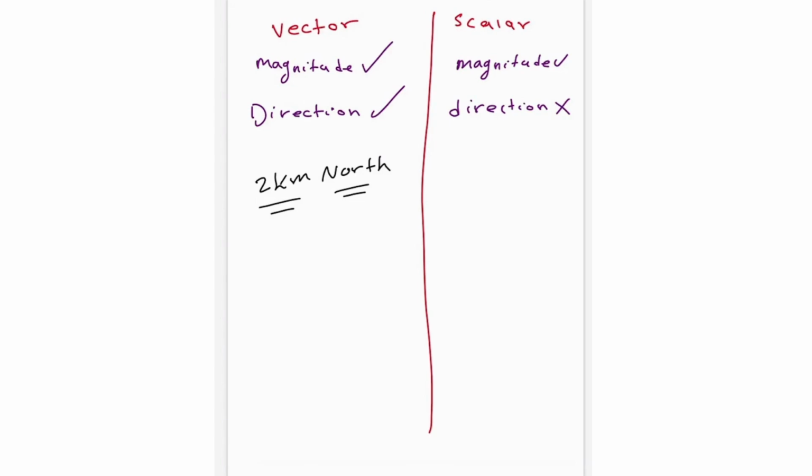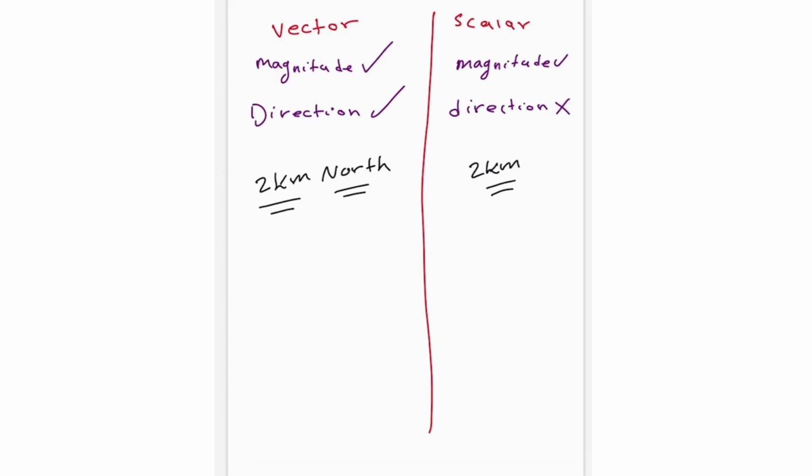What about distance? Distance only has a magnitude. It does not have a direction. For example, when I say I traveled 2 kilometers, I'm only telling you how much I traveled. I am not saying anything about the direction. So, distance is a scalar. Other examples of vector and scalar would be velocity and speed. Before I explain, pause the video and think about which one is a scalar and which one is a vector.